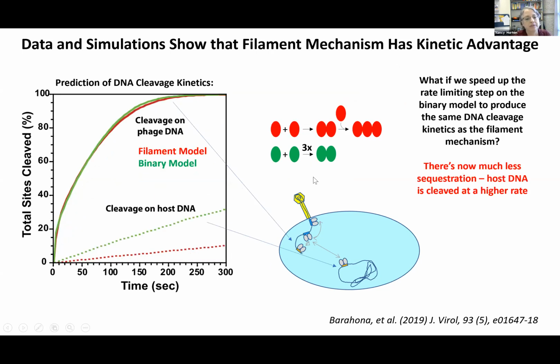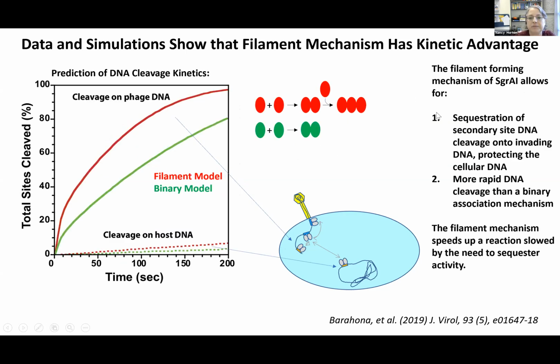Okay, so you might say, well, if you want it to go faster, why not just ramp up this slow second order rate constant? We did that computationally. We sped it up. It turned out it had to be about 3 times faster for the overall predicted rate of DNA cleavage to be the same as for our filament model. But now you see there's a lot more cleavage on the host DNA, because what was separating the activity on the phage DNA and the host DNA was this very slow rate constant, and having it sped up means we lose that sequestration.